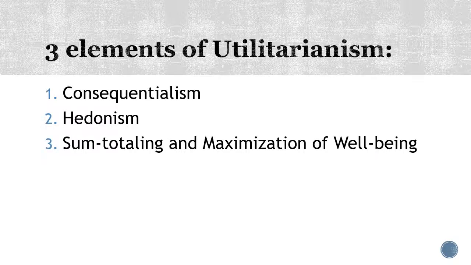Utilitarianism is composed of three different elements. There are three different ideas that when you combine them together give you utilitarianism. And those ideas are first consequentialism, second hedonism, and third sum totaling and maximization of well-being. Now, I don't expect that these will make perfect sense to you right off. Hedonism, certainly we talked about in the previous lecture, and we'll mention it briefly again. But I wanted to talk about each of these ideas in turn to show you how, when you combine them together, you can get an ethical theory and really just how that ethical theory works.